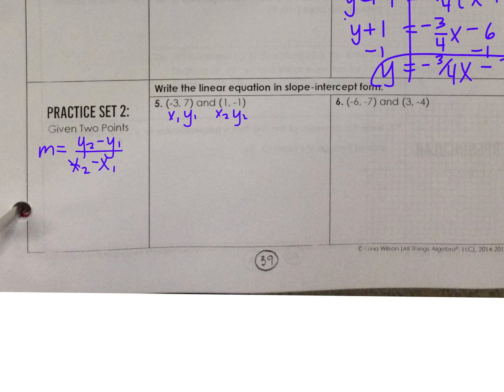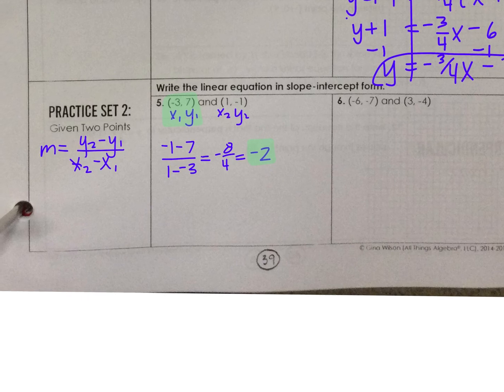Okay, so y2, that's a -1, minus y1 is a 7, divided by x2 is a 1, minus -3. We have done this before. I get -8/4, which equals -2. So now I have an x1 and a y1, and I have my m to work with. I'm going to plug it in.